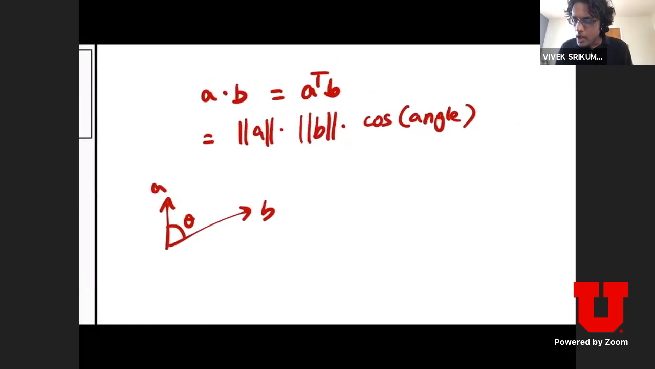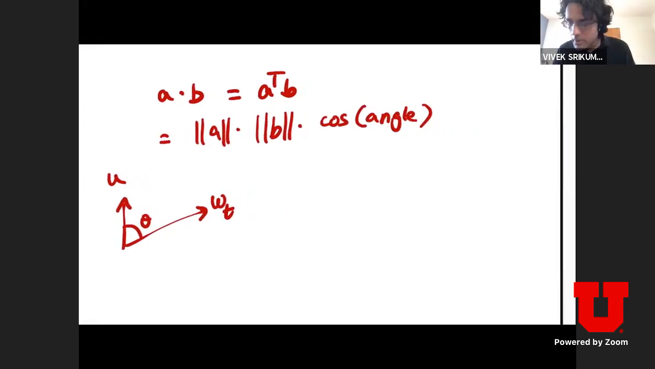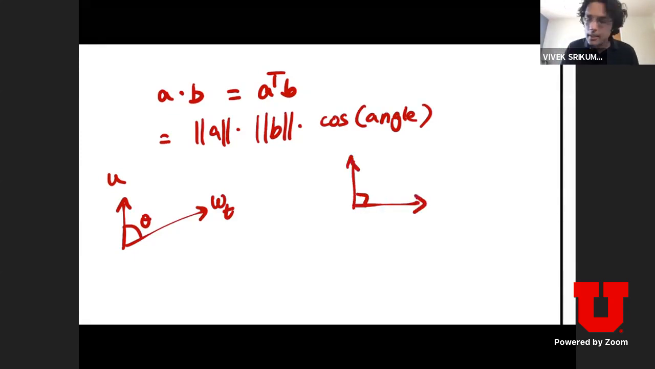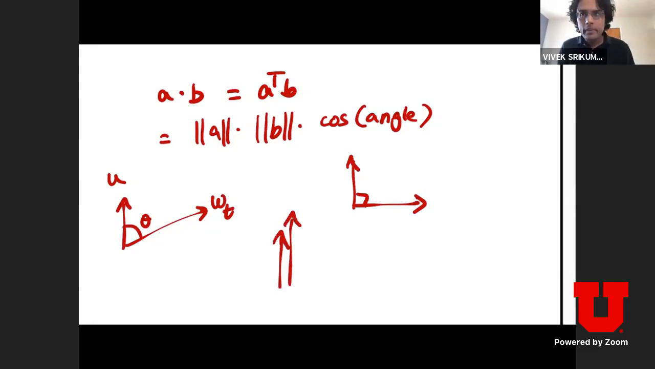Now, let's say that instead of A, you have u here and w. What does it mean to say these two vectors are the same? It means that the dot product is zero. Sorry, the dot product is not zero. The dot product is zero when they are at 90 degrees. So if you have two vectors that are orthogonal to each other, then the dot product is zero. And if two vectors are pointing in the same direction, then the dot product is as high as it can be. But there's still the length of the vector to worry about.